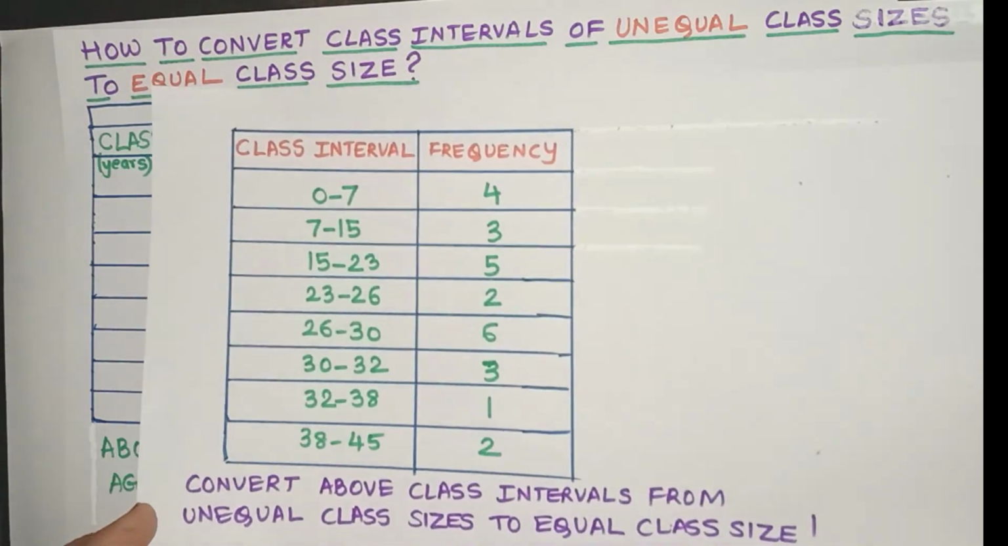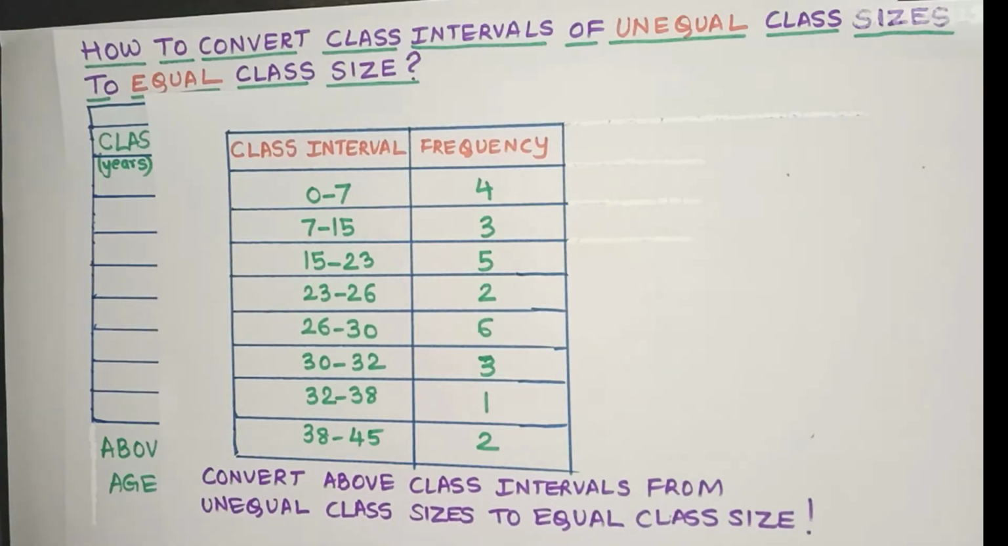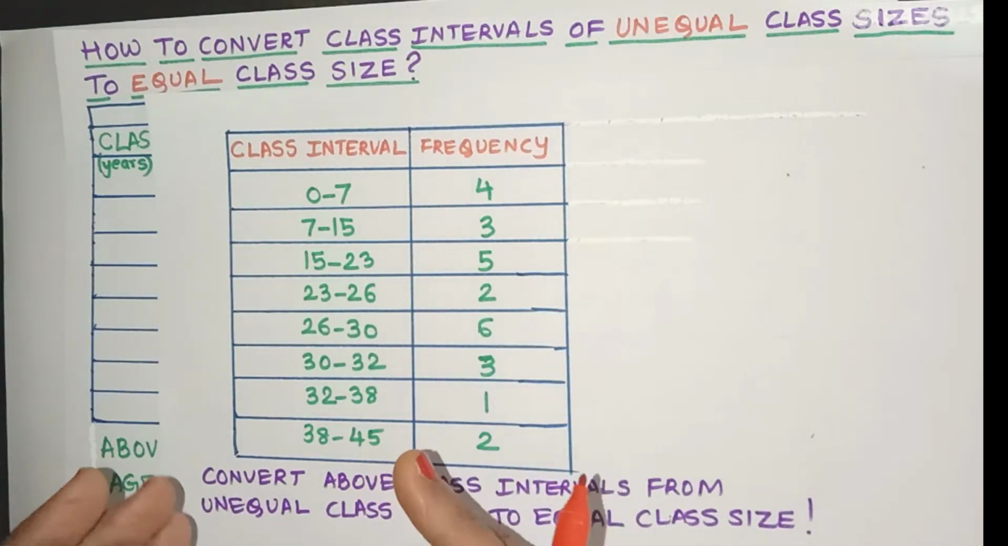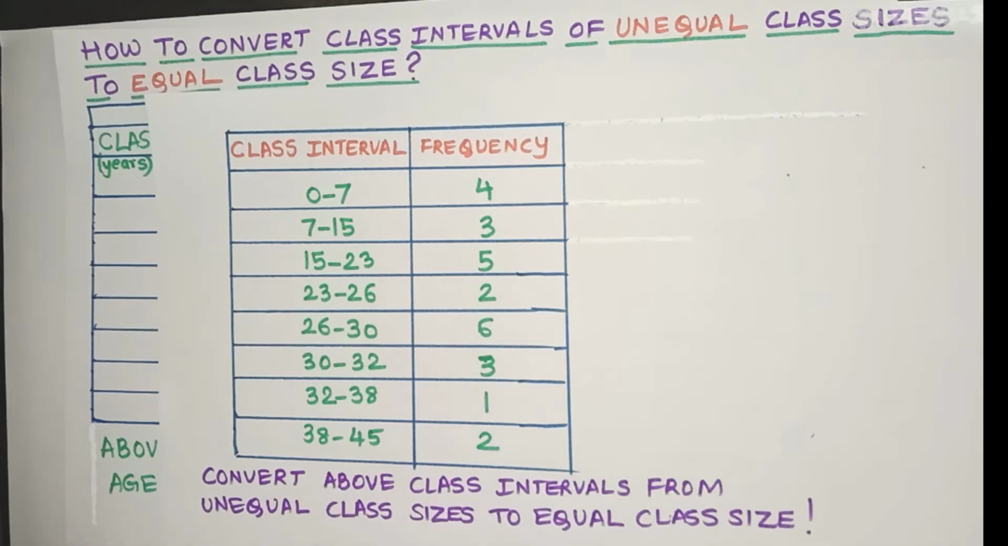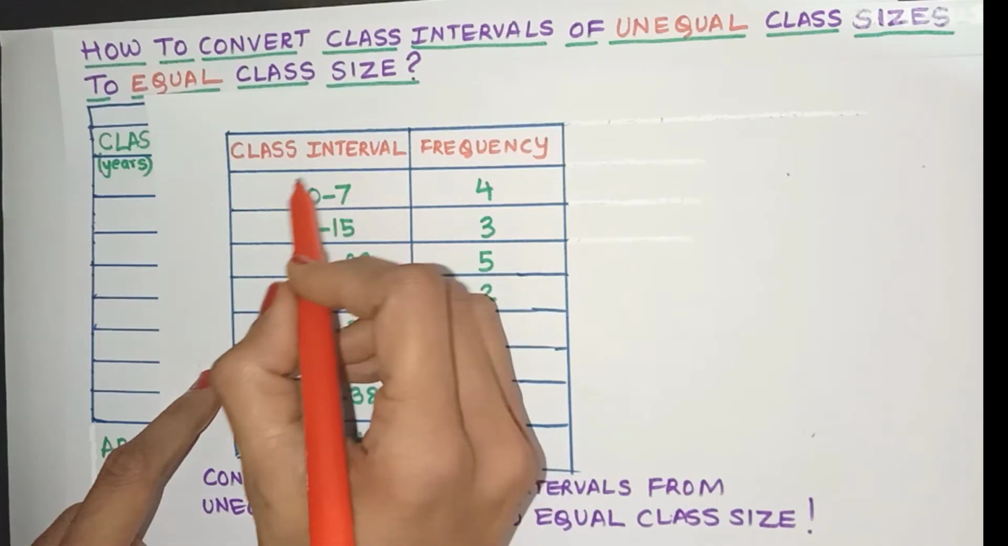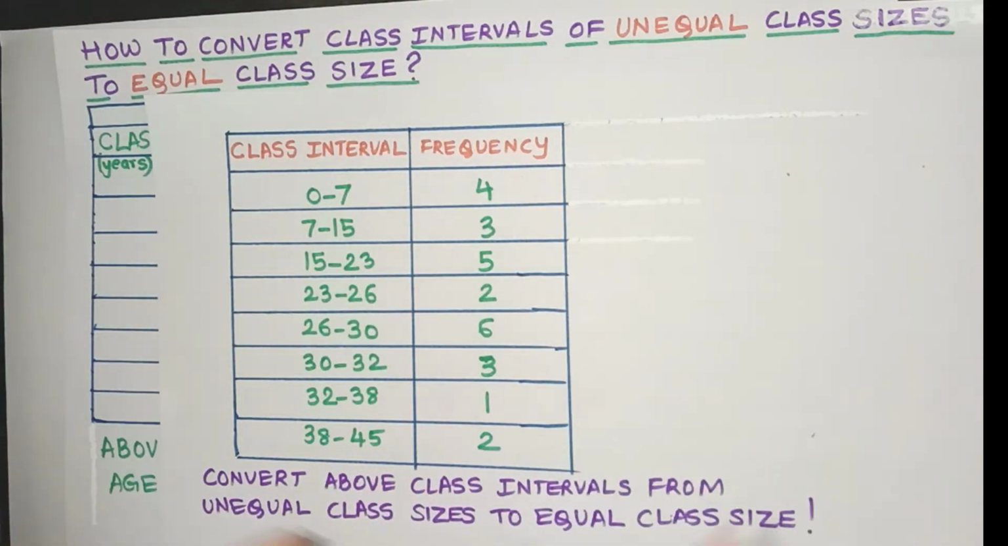Now just for practice, here is an example. Do try to convert these class intervals into equal class sizes. Let me know what is the new class size that you took and also tell me what is the first class interval that you have chosen.